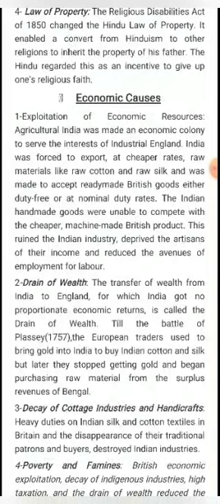Till the Battle of Plassey, which was fought in 1757, the European traders used to bring gold into India to buy Indian cotton and silk, but later they stopped bringing gold and began purchasing raw material from the surplus revenue of Bengal. That means the money they collected in the form of taxes and revenue, they utilized to buy the raw material from Indian territory.